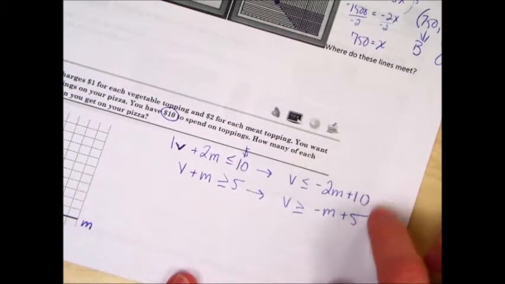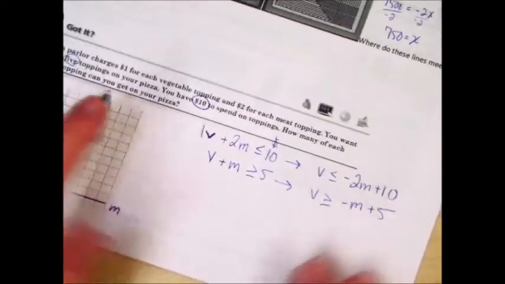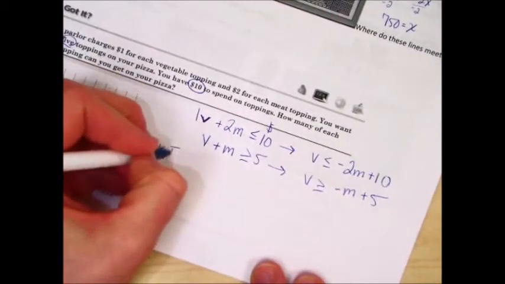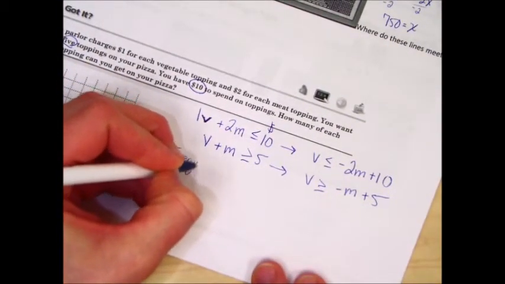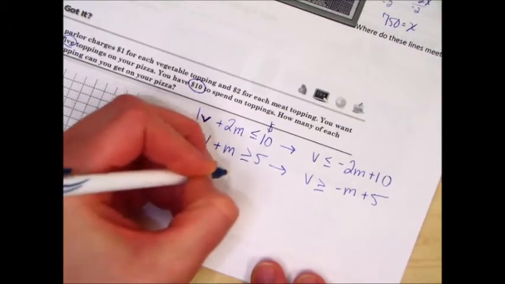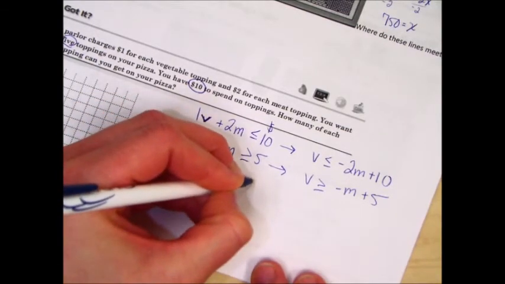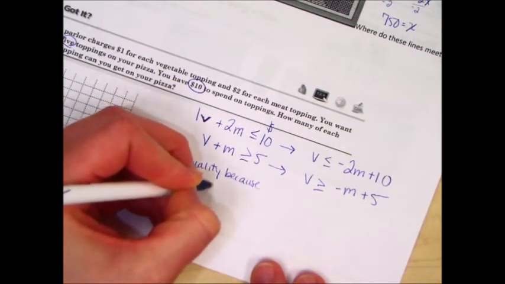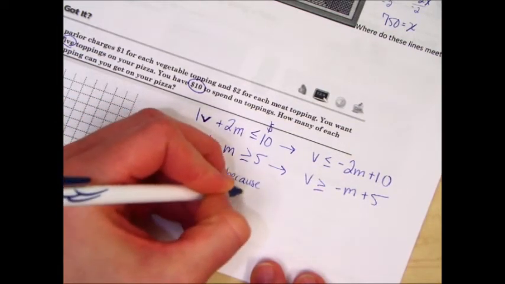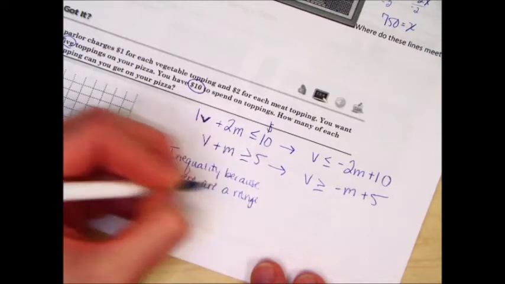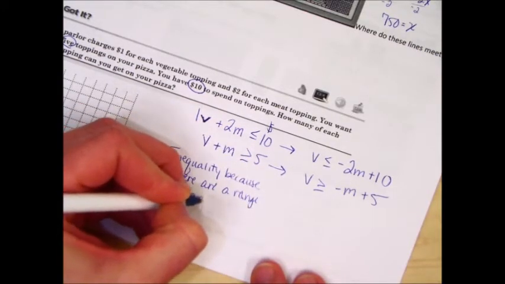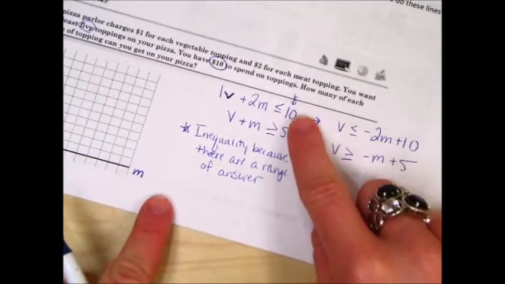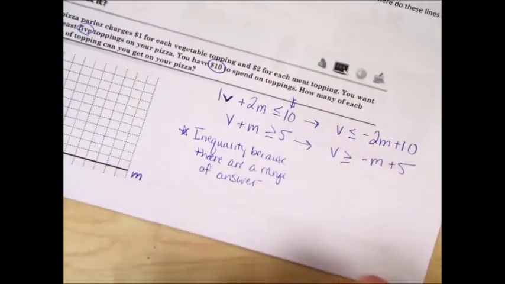So I have my 2 equations. I'm going to graph them over here. Now one thing to note in this problem, let's write this down: it's an inequality because there are a range of answers. In other words, it's not saying that you want to be super exact, it's just giving you some limits, and then you have to find the range of the answers.